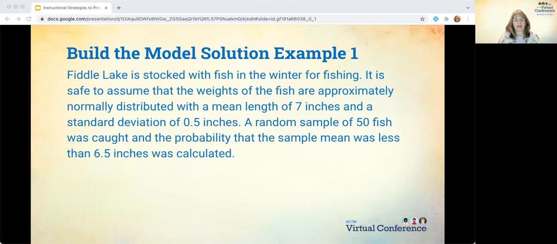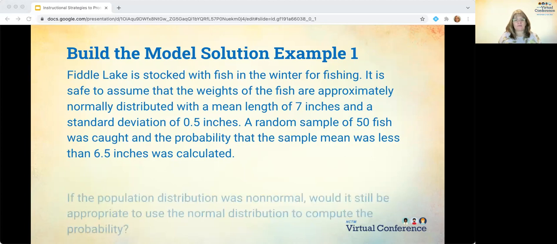Fiddle Lake is stocked with fish in the winter for fishing. It's safe to assume that the weights of the fish are approximately normally distributed with a mean length of 7 inches and a standard deviation of 1/2 inch. A random sample of 50 fish was caught, and the probability that the sample mean was less than 6.5 inches was calculated. If the population distribution was non-normal, would it still be appropriate to use the normal distribution to compute the probability? So that's the question that they're forming the model solution for. And so here are the slips of paper.